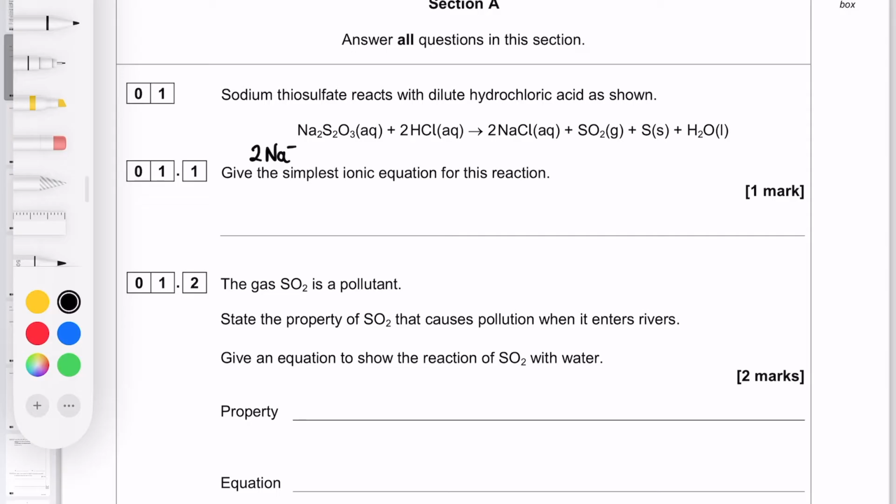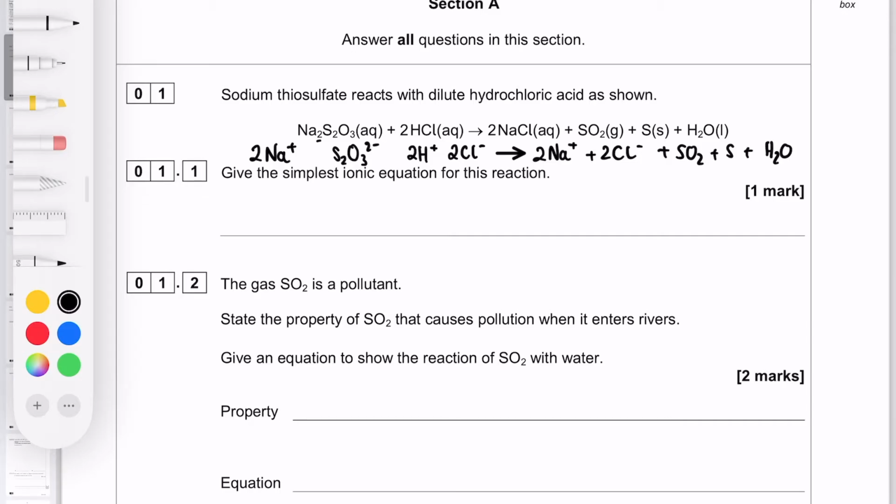It splits into sodium ions, and we've got 2 sodium ions and 1 thiosulfate ion. Hydrochloric acid is a strong acid, so it fully ionizes into 2 hydrogen ions and 2 chloride ions. Sodium chloride is aqueous and ionic, and we've got 2 sodium chlorides, so we get 2 sodiums and 2 chlorides. The other 3 products are not aq, so they are staying as they are.